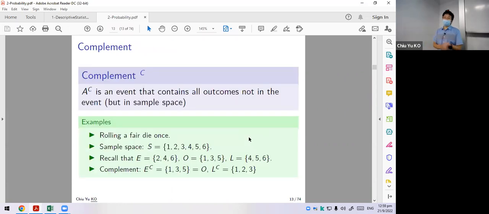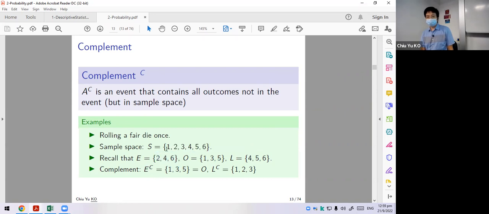Lastly, we have an idea called complement. Okay, complement. Complement will be a little bit tricky. You have to know the sample space. Basically, a complement is everything not in A, but in the sample space. So what you do is look at the sample space. If I want E complement, I take out E from the sample space.